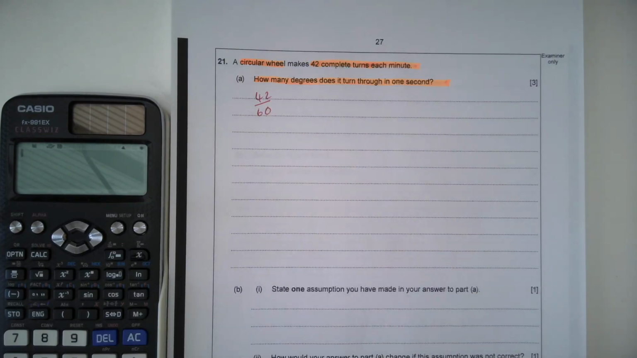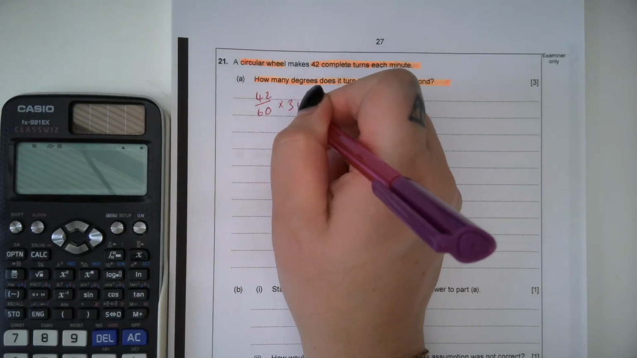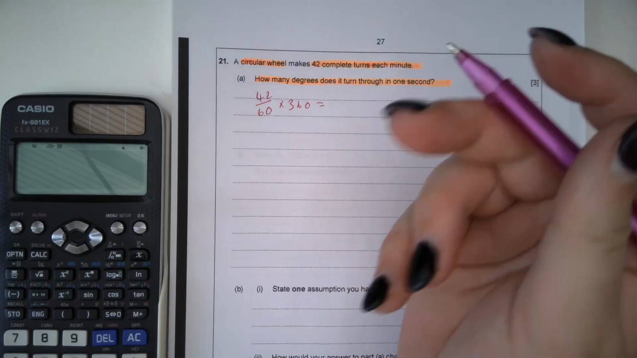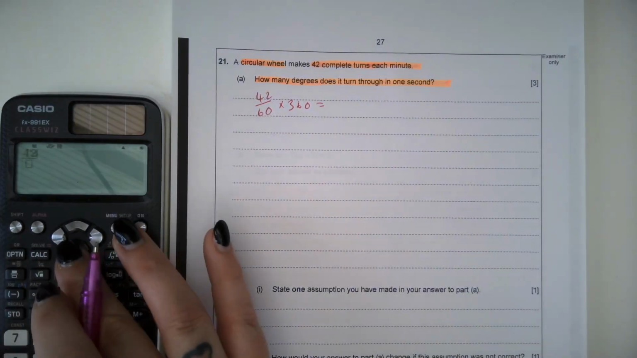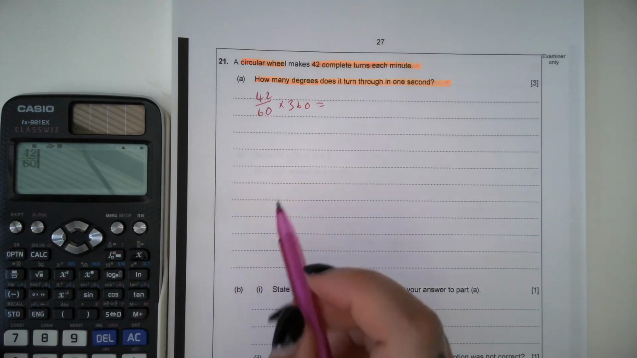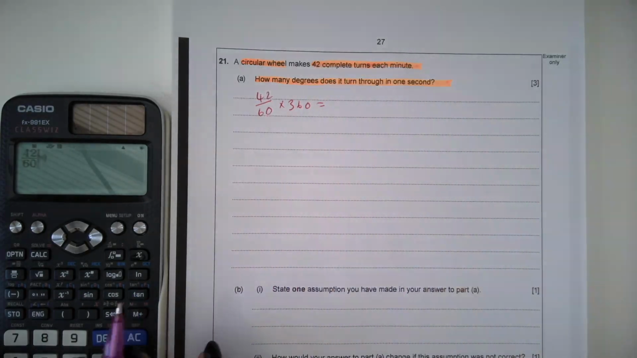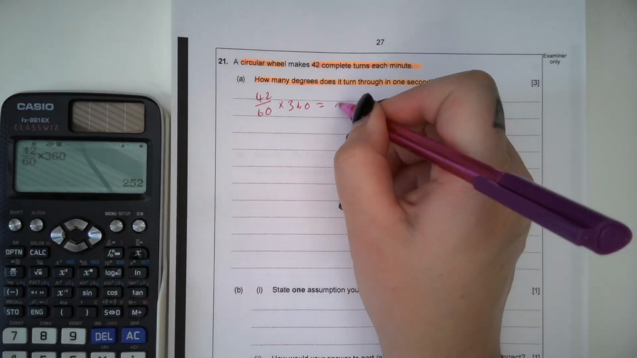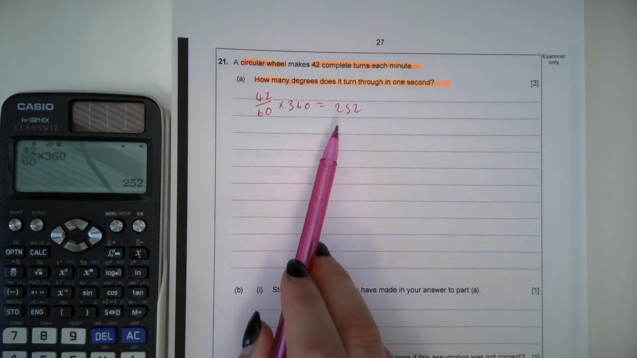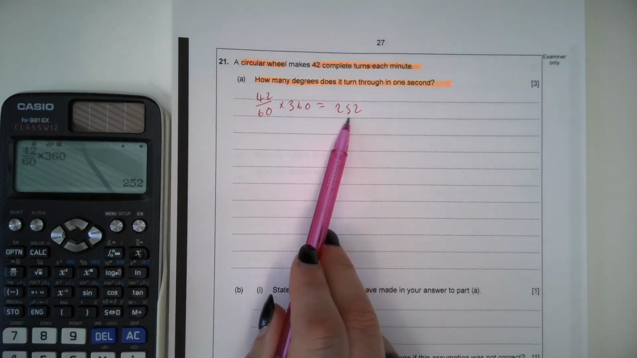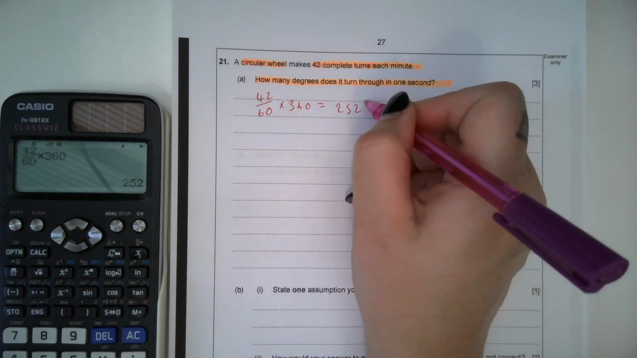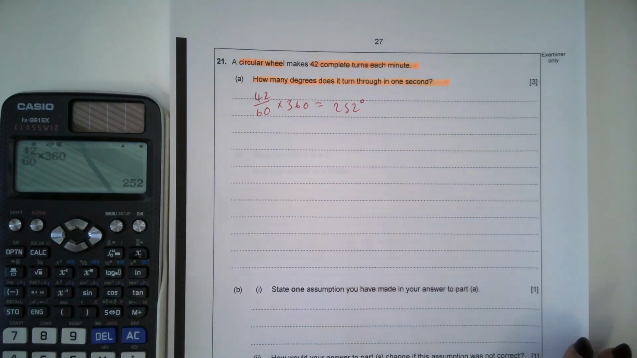But remember, we're dealing with a circular wheel. Angles in a circle in a full turn are 360 degrees. So we need to multiply this by 360 degrees. So I'm going to pop it in as a fraction, hour off the fraction before I do the multiplication. So that's 252. So it turns through 252 degrees in 1 second.